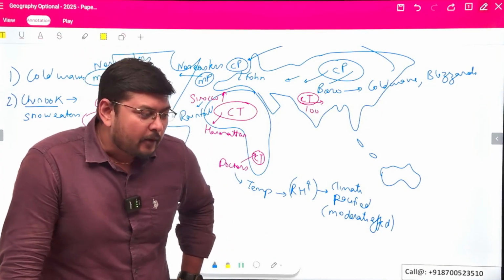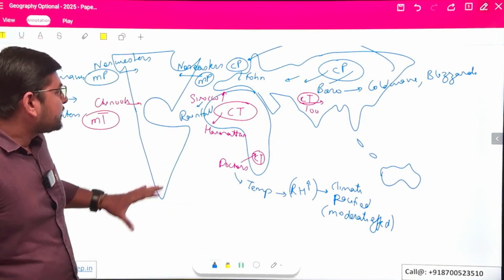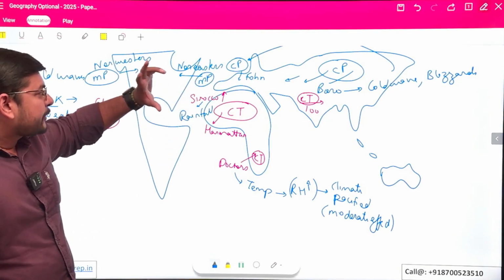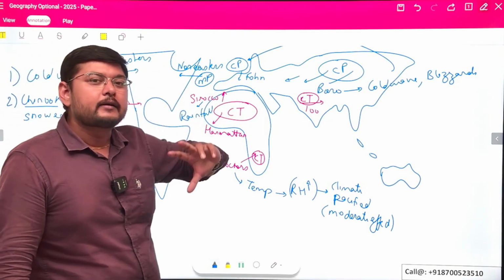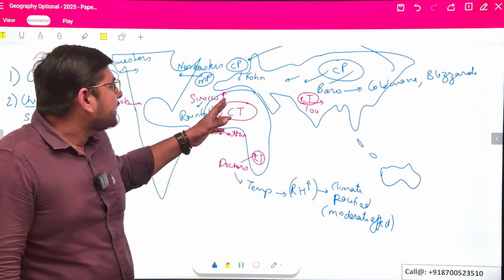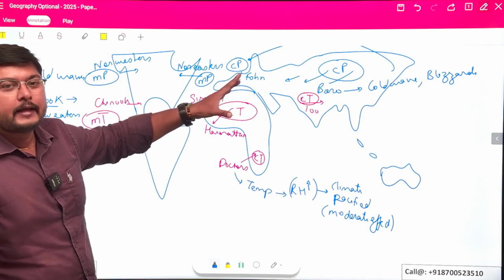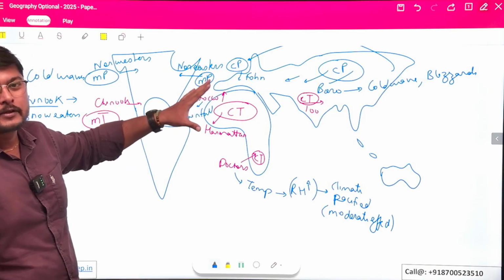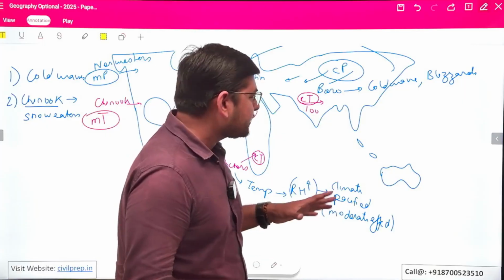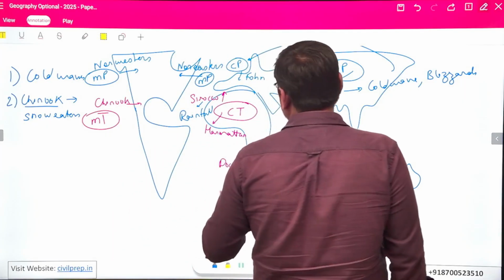Now, these winds are local in nature, but the pressure system, the temperature or energy which is provided here, is basically due to the presence of these air masses over the different regions of the world. So in this way, we can explain how these particular phenomena are taking place over the world.